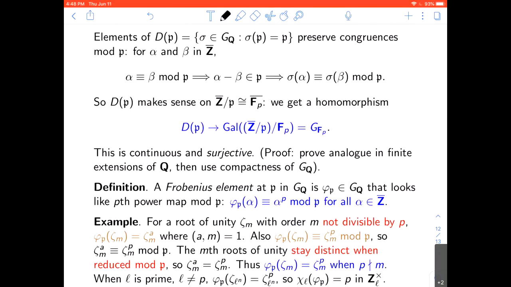Which means that an automorphism in G_Q that fixes a prime ideal P up in Z bar, remember Z bar is like the integers of Q bar, you can talk about this acting on things mod P. And in this way, you make elements of this decomposition group look like elements in the Galois group of F_p bar over F_p. And we already told you before what that group looks like.